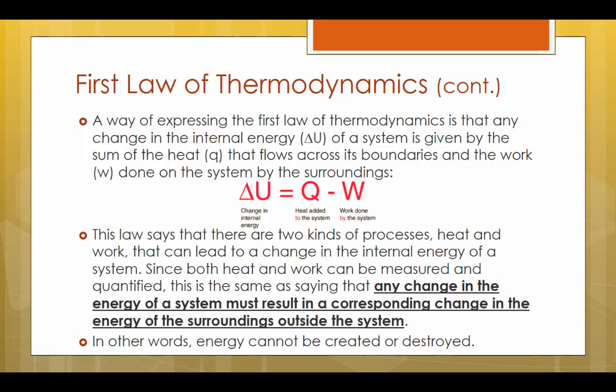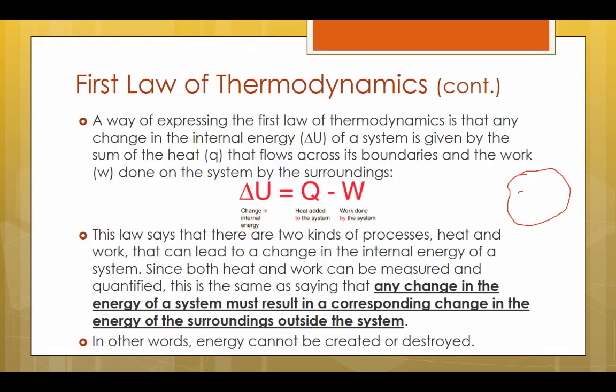and W represents the work done by the system. So when work is done, energy is being removed and therefore is not available to create a change in internal energy. So this law says that there are two kinds of processes, heat and work, and that either can lead to a change in the internal energy of a system. Since both heat and work can be measured and quantified, this is the same as saying that any change in the energy of a system must result in a corresponding change in the energy of the surroundings outside the system. So if we were to set up a boundary, okay, let's say we set up a boundary.